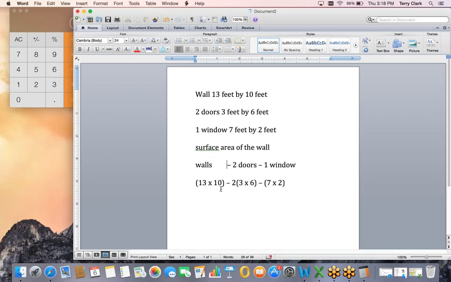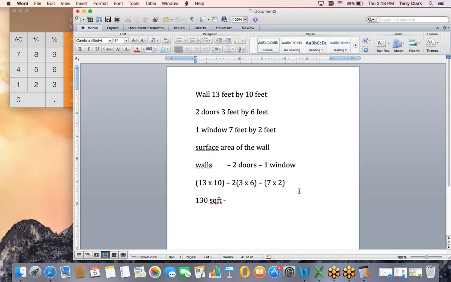Okay, and then what we're doing is we're going to convert the English to math. There's a translation going on here. So we say, well, what represents the wall? Well, the 13 feet by 10 feet represents the wall. And so that 13 feet by 10 feet is going to be 130 square feet.